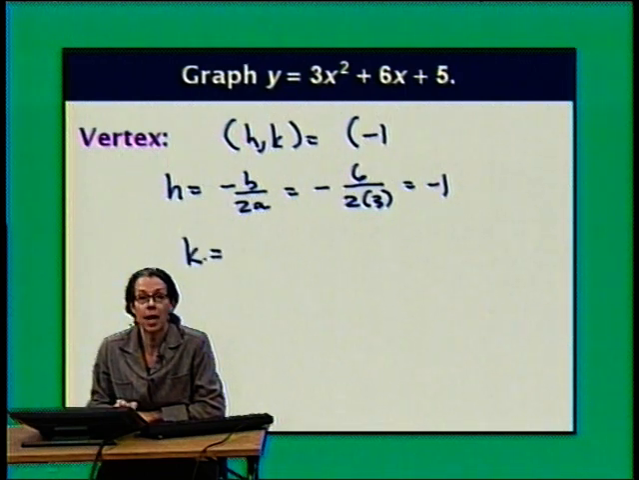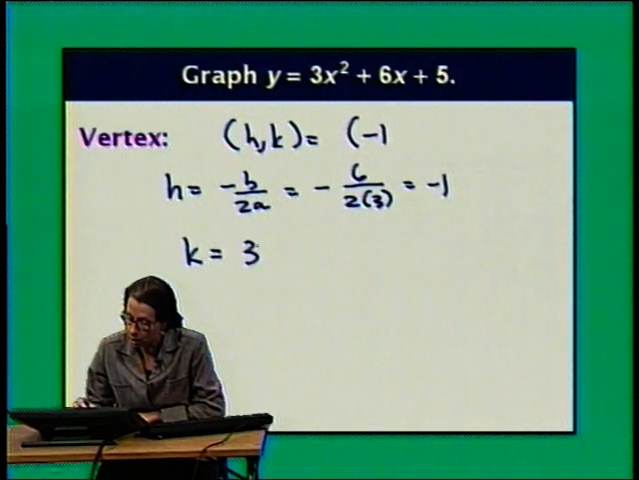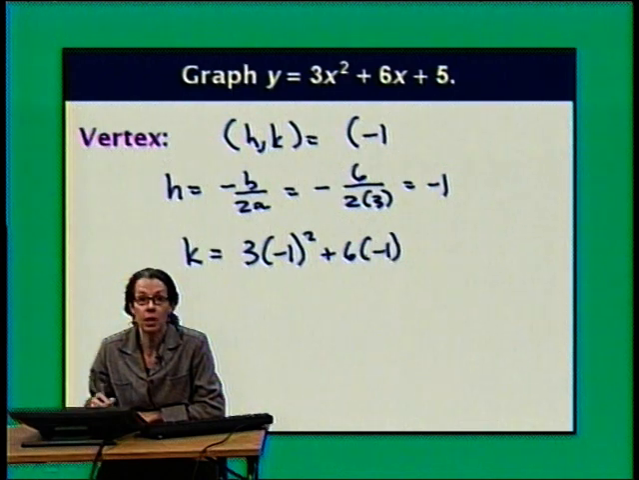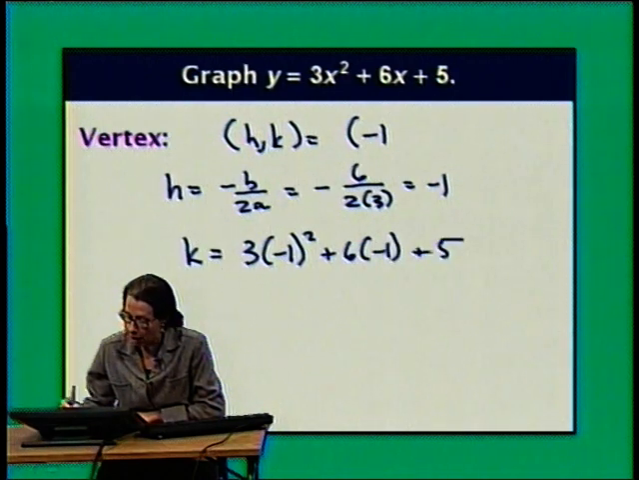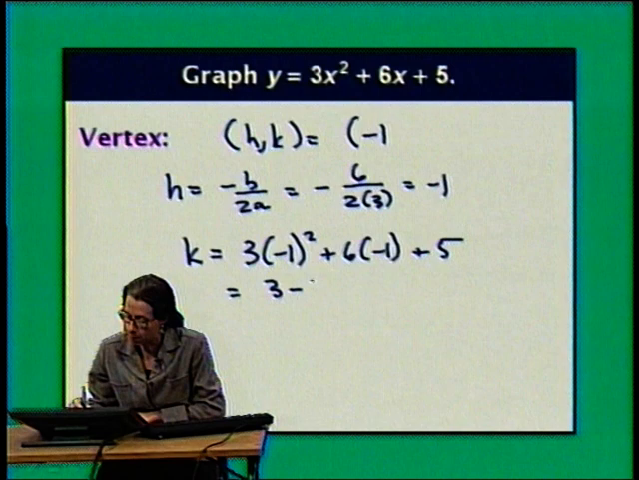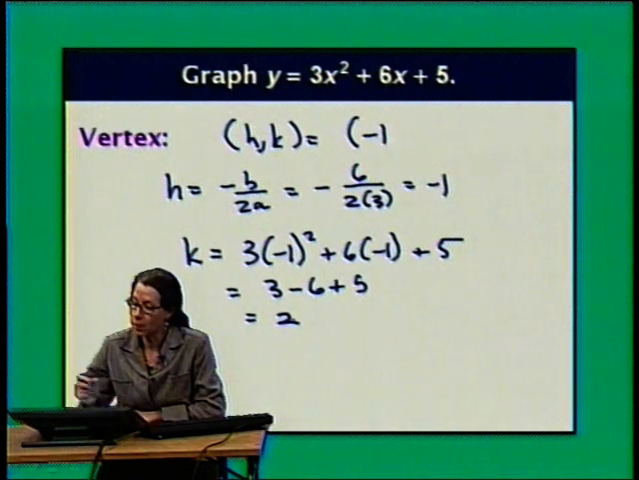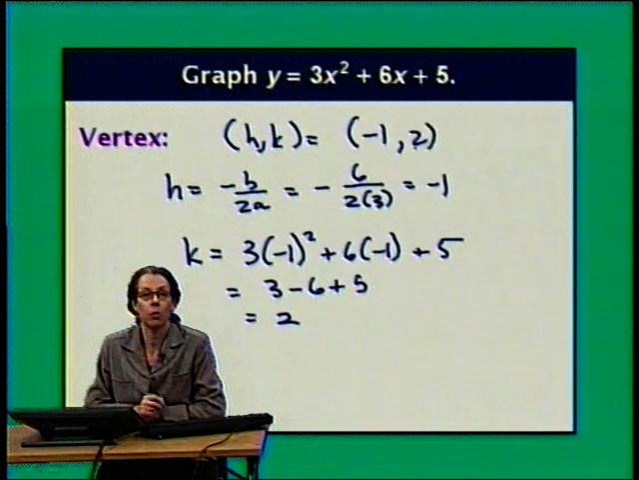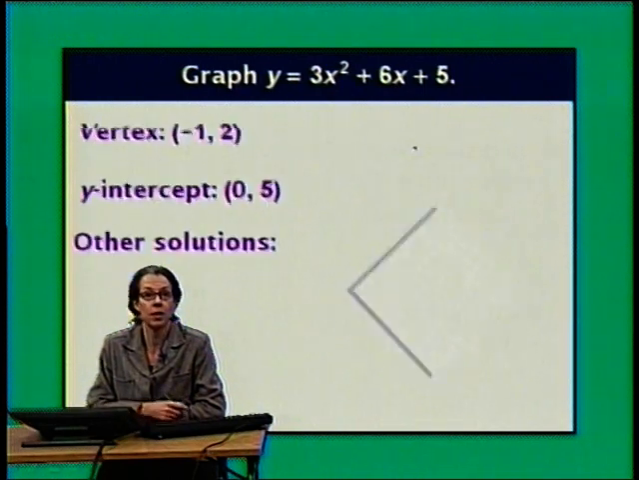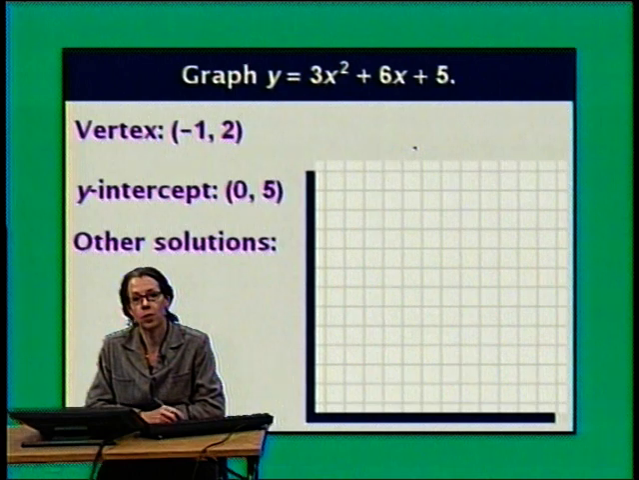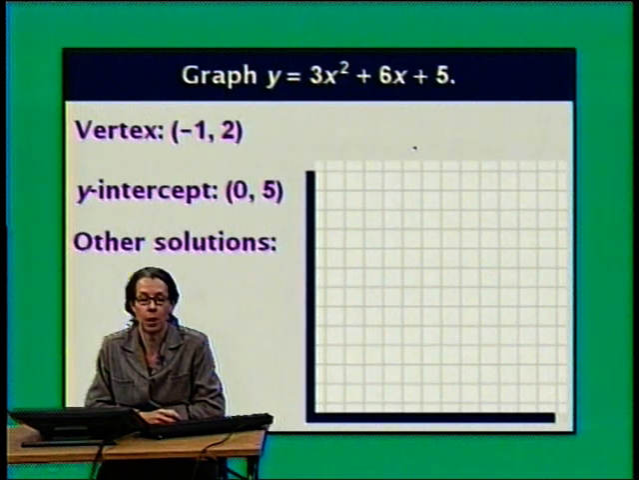What about the second coordinate? Well, I'm going to find that by evaluating my formula for x equals negative 1. So 3 times negative 1 squared plus 6 times negative 1 plus 5. That's 3 minus 6 plus 5. That is 2. So I have negative 1, 2 as my vertex. So I have some solutions that I can graph. I know the vertex and I know the y-intercept.